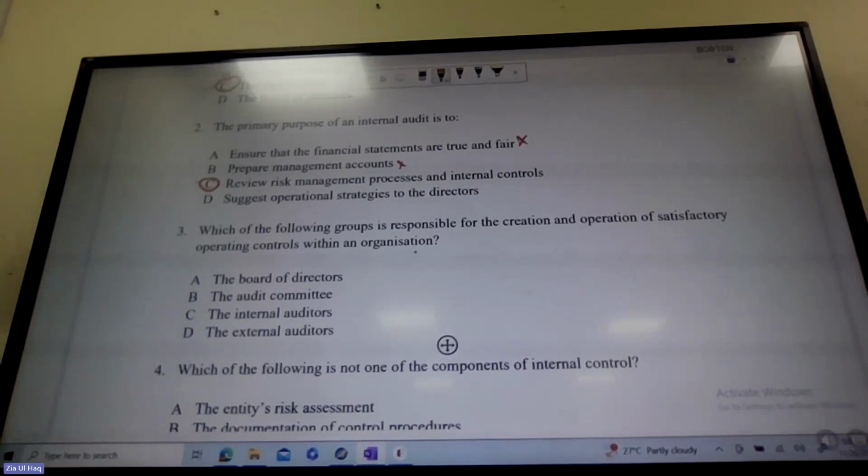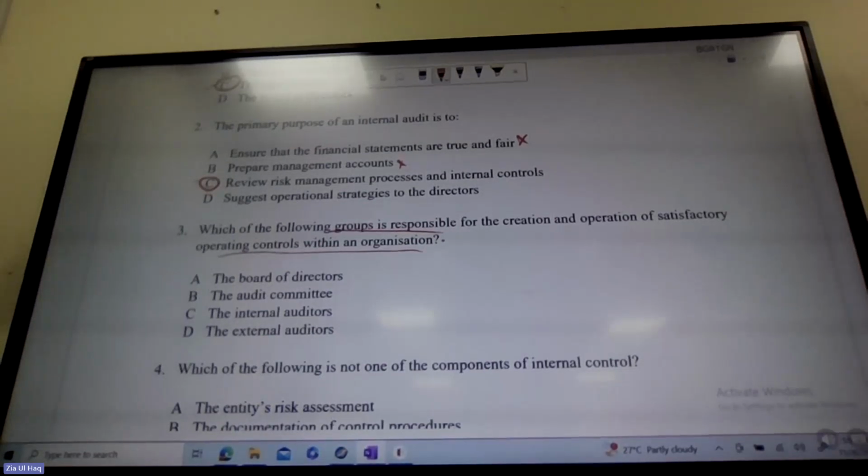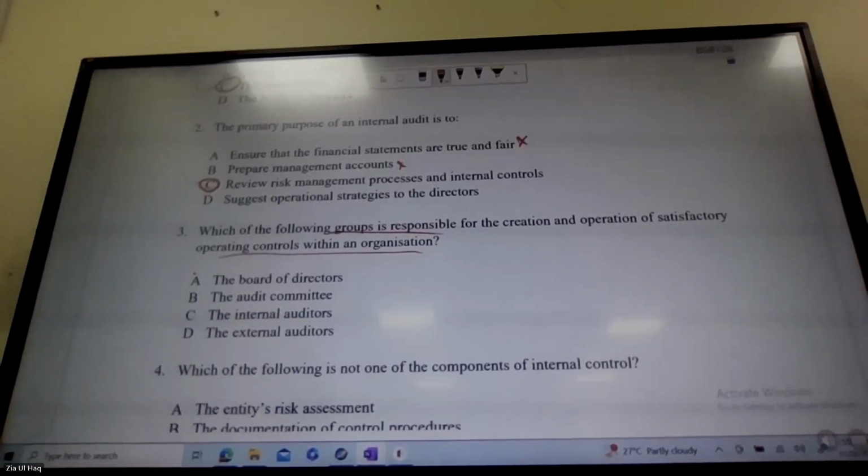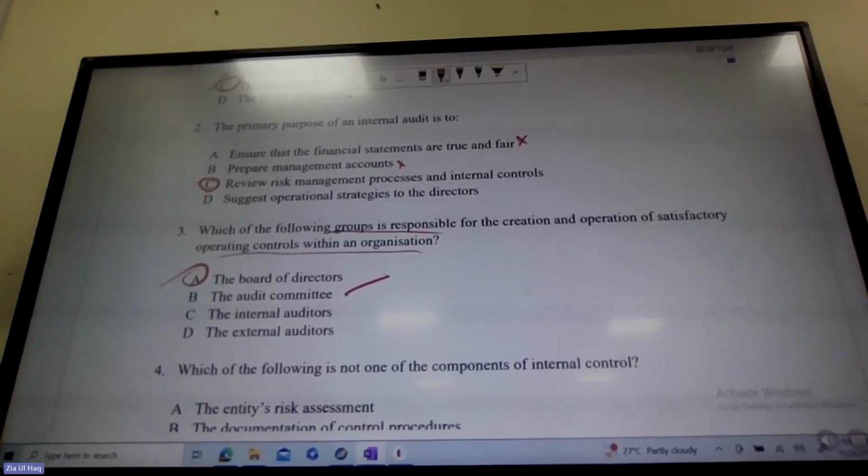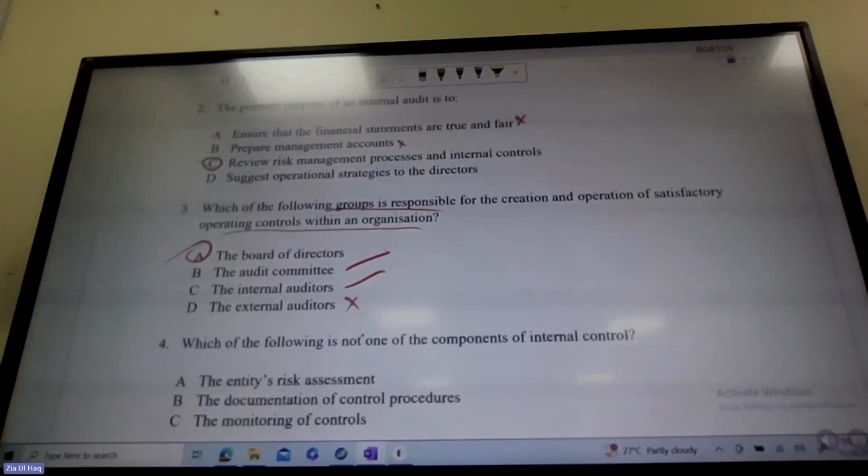Which of the following groups is responsible for the creation and operation of satisfactory operating controls within the organization? Who is responsible for implementing control in the organization according to corporate governance? Directors, management, the board of directors. They should review the internal control system if there is no internal auditor. He should review internal control, not implement it. He has no responsibility for these things. So option A, only management is responsible.